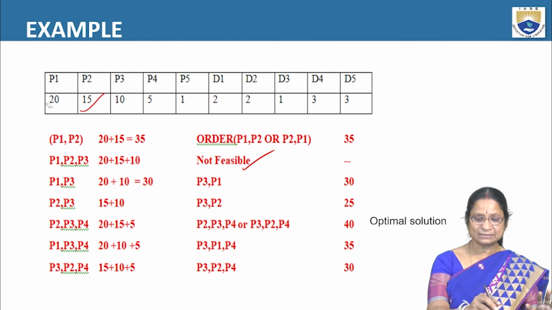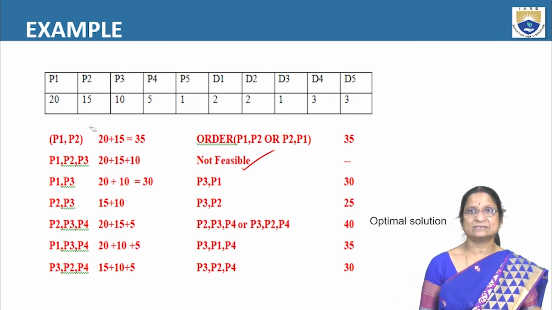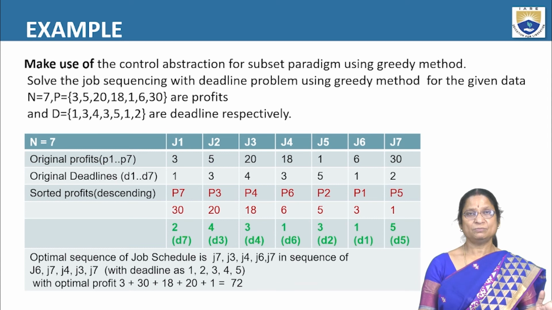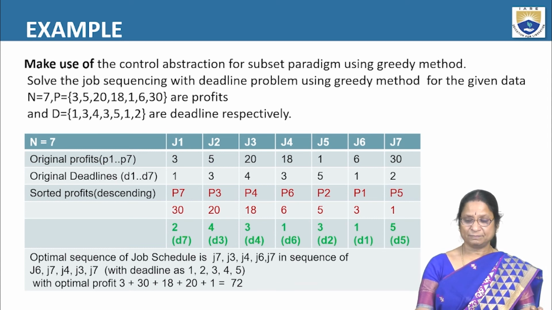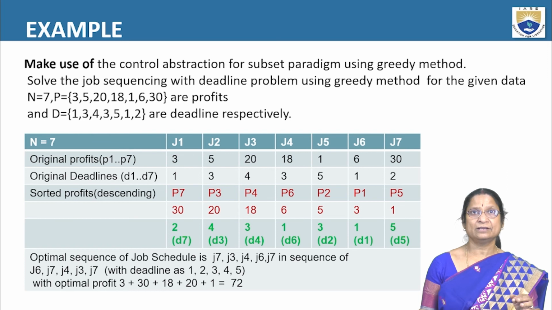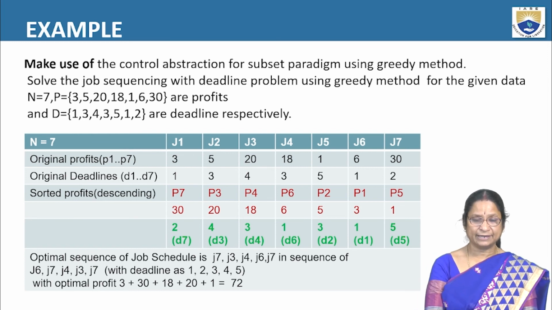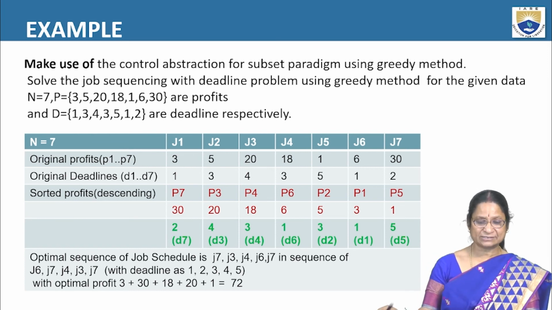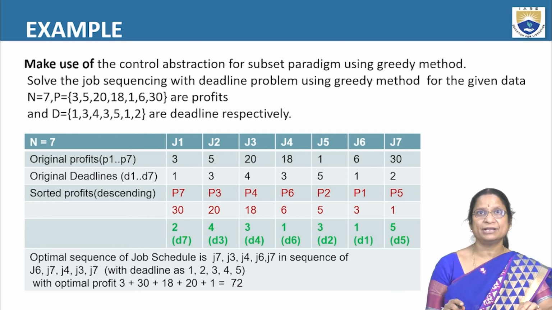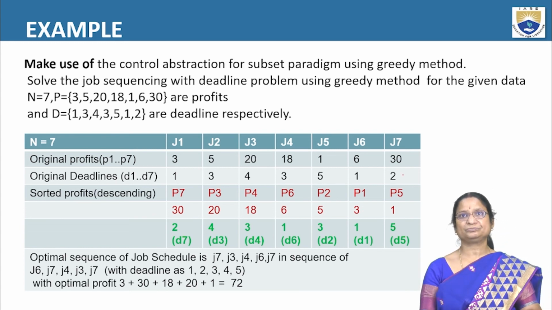So based upon these specifications, we can arrange them. One more example if we are going to consider here, because the previous example was already ordered, let us assume that the number of jobs n is equal to 7, and the profits are 3, 5, 20, 18, etc. I have to arrange profits in descending order. First 30. 30 is P7, and 20 next, that is P3, 18 is P4, 6 is P6 and 5 is P2, 3 is P1 and P5 is 1.